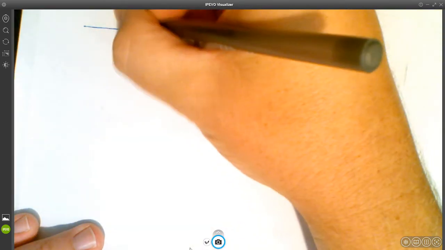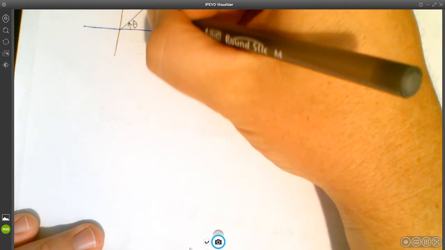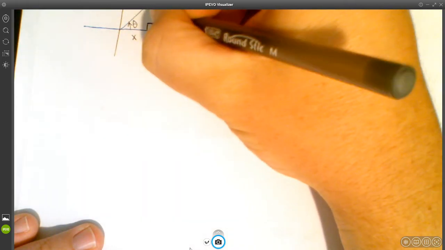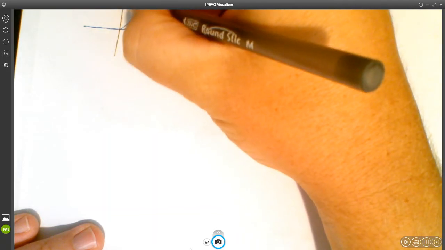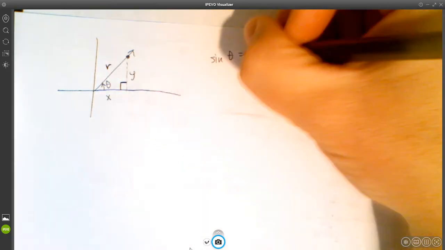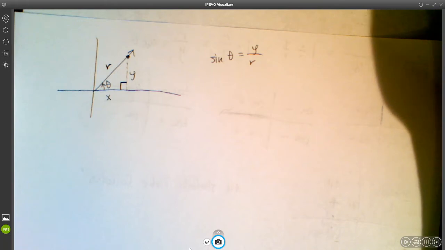If you think about some angle, which we'll call theta, we can choose any point on this side and draw a little right triangle that has those values x, y, and r. Now if you think about sine theta, what's sine theta? It's y over r, right? By definition, that's what sine theta is. It's y over r.